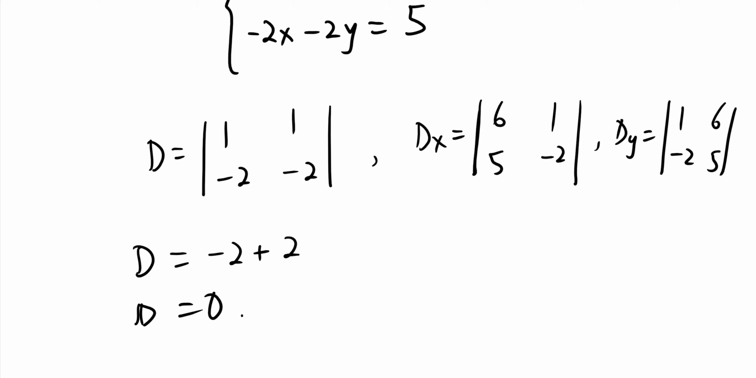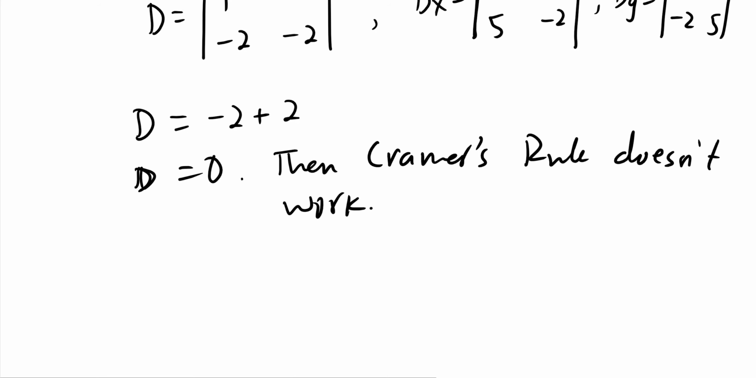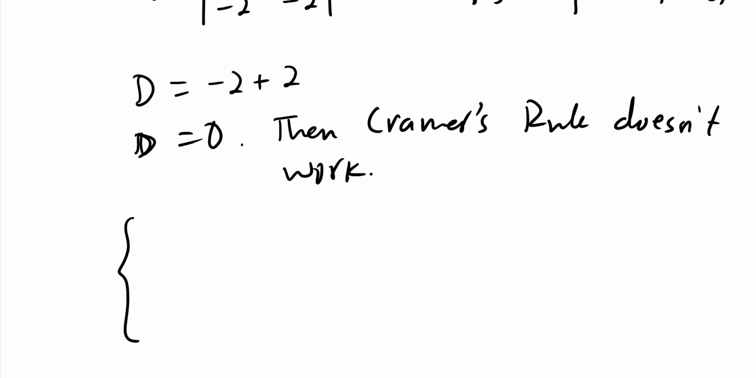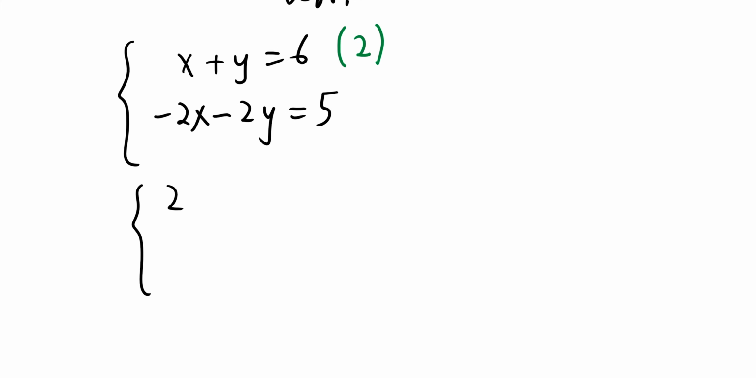Then Cramer's Rule doesn't work. So since Cramer's Rule doesn't work here, we can use any other method to solve the system. So the system was x plus y is 6 and negative 2x minus 2y equals 5. So how do we finish solving this? Maybe elimination, multiply the top by 2. So that gives us 2x plus 2y equals 12. And keep this the same.